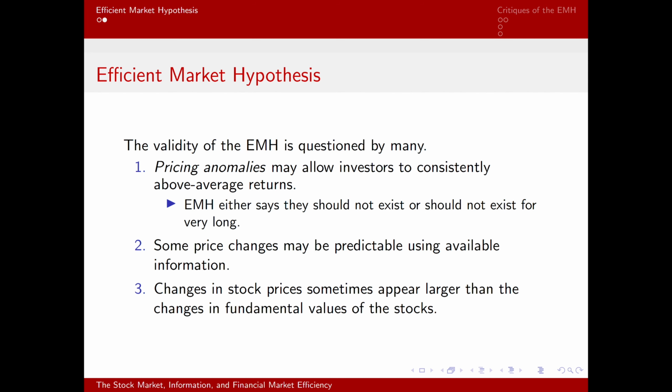But the validity of the EMH in any form is questioned by many. And the biggest reason why is that several have identified what we call pricing anomalies. And these pricing anomalies may allow investors to consistently achieve above average returns. And so we're going to get into what I mean a little bit more in depth in a second. But the bottom line is that the EMH either says that they should not exist or they shouldn't exist for very long. So even with the weak form EMH, if there was a pricing anomaly and people knew how to capitalize on it, they would start trading that company.